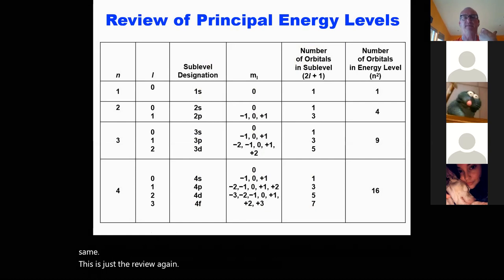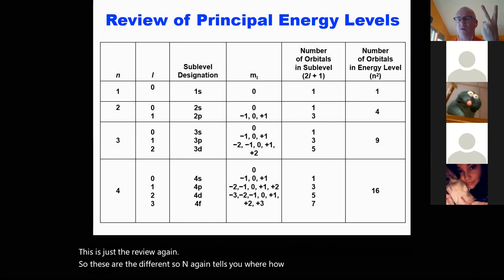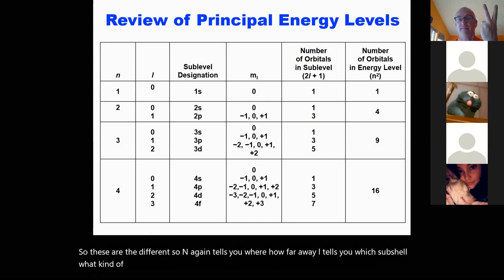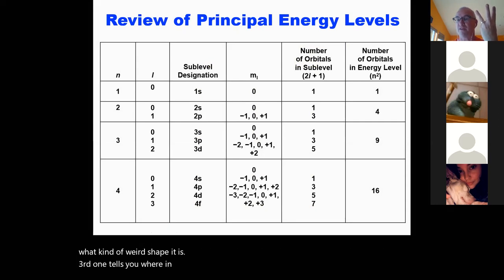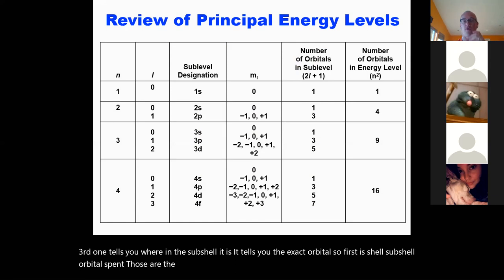So these are the different quantum numbers. N, again, tells you how far away. L tells you which subshell, what kind of weird shape it is. The third one tells you where in the subshell it is. It tells you the exact orbital. So first is shell, subshell, orbital, spin. Those are the four numbers, okay?